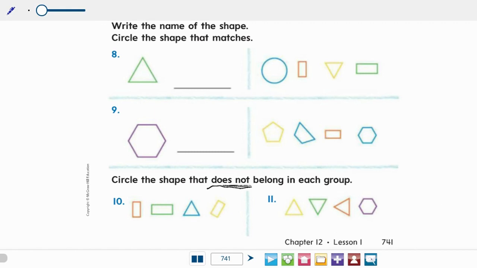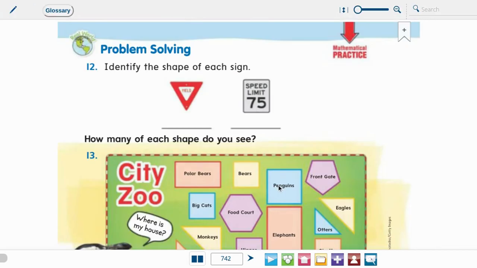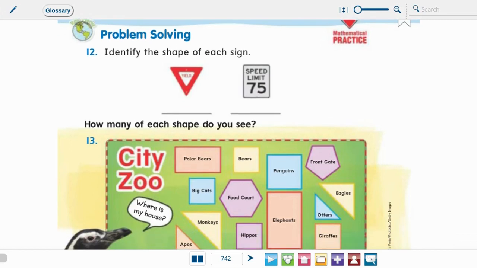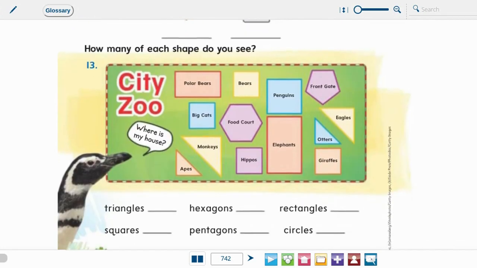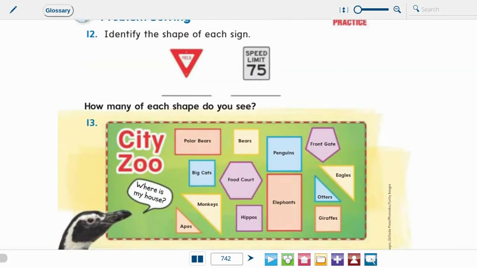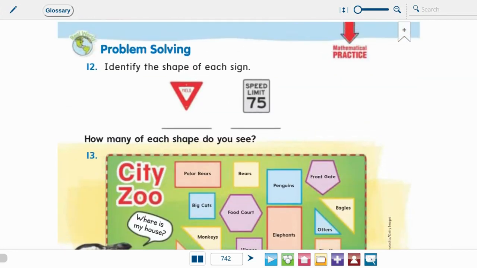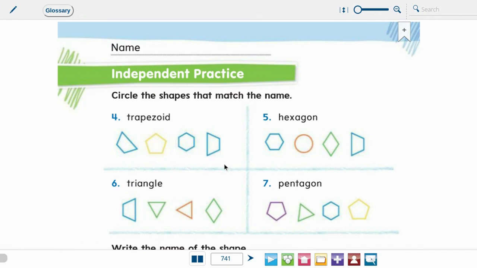All right. Then I want you to go on to page 742. And I just want you to look at problems number 12 and number 13. So you got to count those up. And you got to identify these different ones. So you're doing all of your independent problems up to 12 and 13. So all of this page and then 12 and 13. Go ahead, pause your video now, and go ahead and practice those problems on your own. Pause your video now.